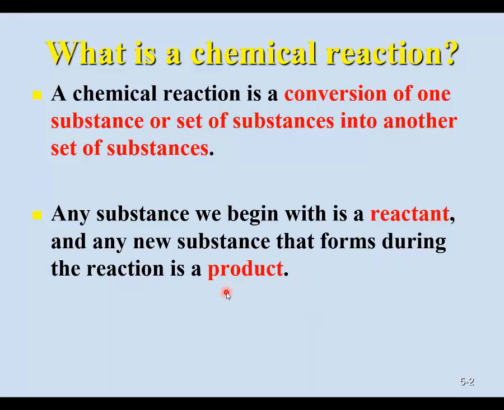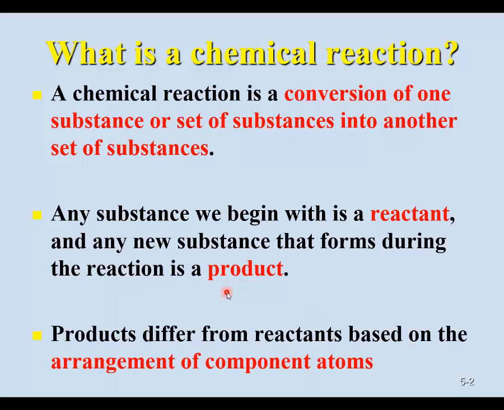Now, the reason that reactants and products differ from one another in a chemical reaction is that we've broken chemical bonds, potentially, and formed new chemical bonds to form new substances. So really what we're looking for is a rearrangement of the component atoms. The atoms are now rearranged in a new fashion where we now have a difference in the chemical bonding before and after the chemical reaction has occurred. So that's what we're looking for.